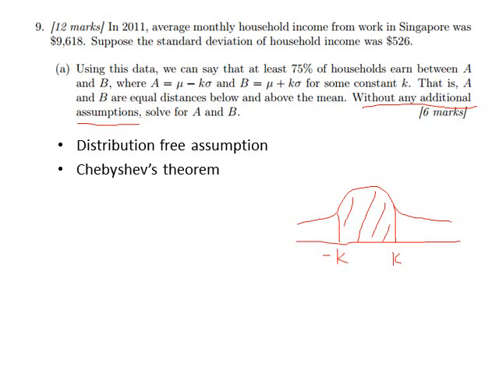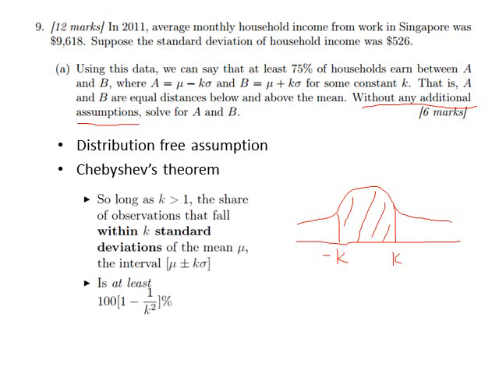And the only part in the lecture that gives a bound without any other assumption is Chebyshev's theorem. So I hope you remember what Chebyshev's theorem says. Let me go into it in a bit more detail. The theorem states that as long as K is more than 1, the share of observations that fall within K standard deviations of the mean, given by this interval over here, is at least 100 times 1 minus 1 over K squared.